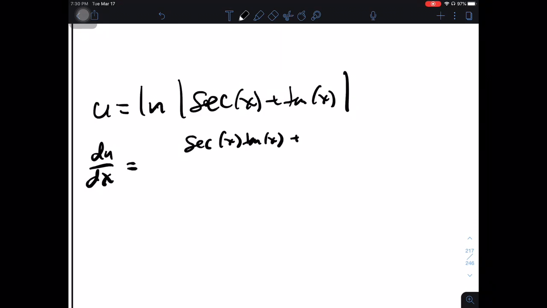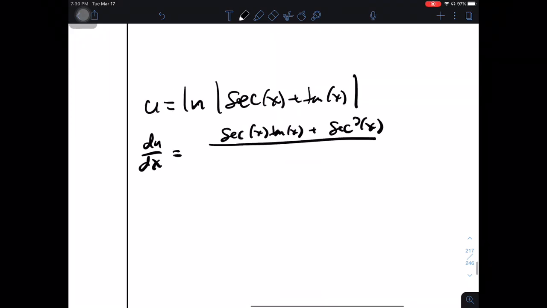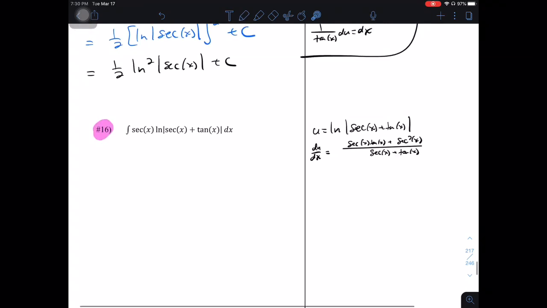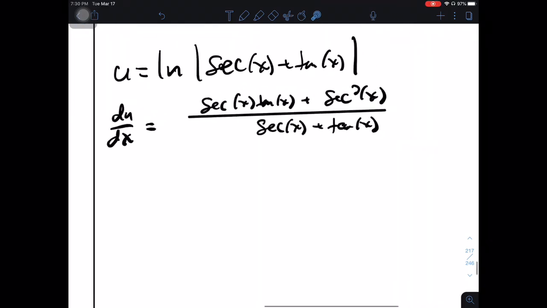The derivative of tangent of x, well, that's secant squared of x. And this is all over the original argument. That's how you take the derivative of natural log of something. Now this, we need this to be the same thing as this secant of x, and it sure does not look like it is. But there is a GCF in this numerator.